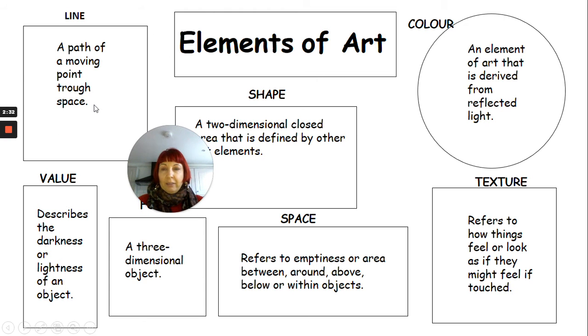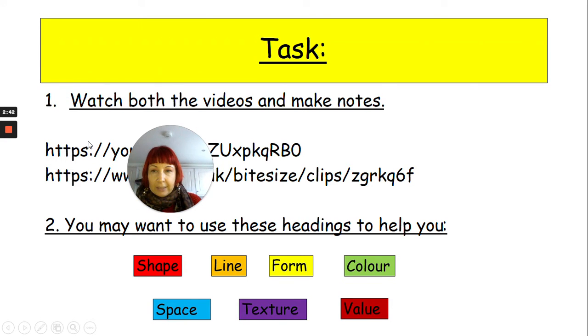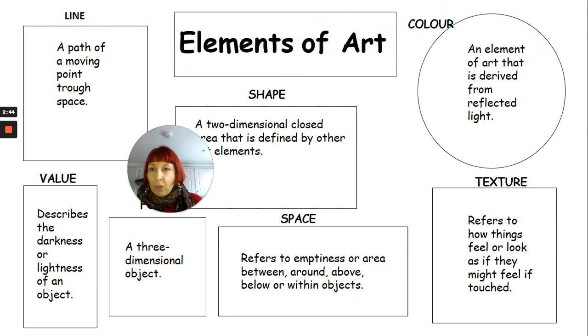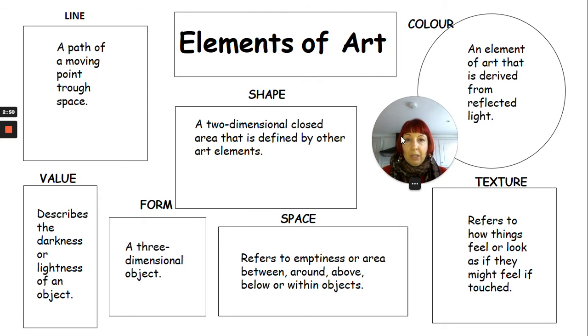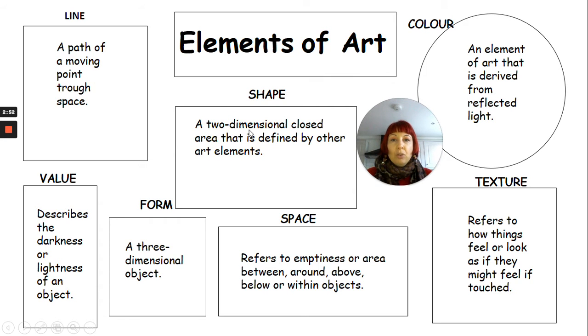So line, let's read this together. A path of a moving point through space. Oh, now when I'm actually reading it, I can see that there's a spelling mistake. So through space, THROUGH. I will change that in a minute. Shape, a 2-dimensional closed area that is defined by other art elements. Who can give me an example of a shape? Square, did I hear square? Brilliant. Colour, an element of art that is derived from reflected light.